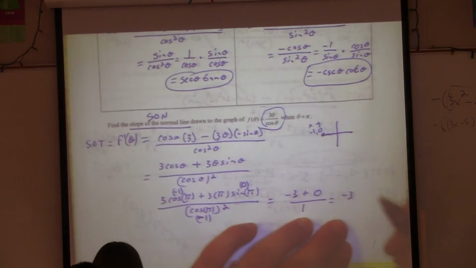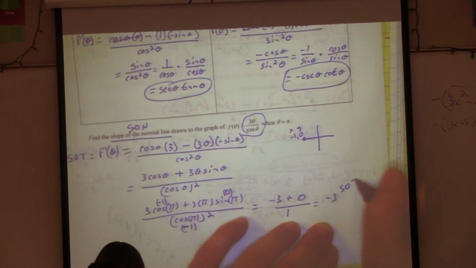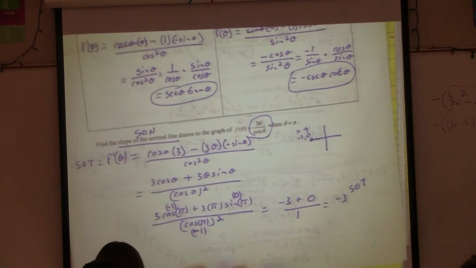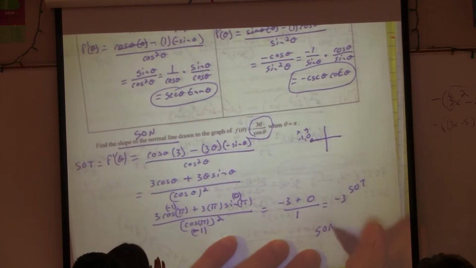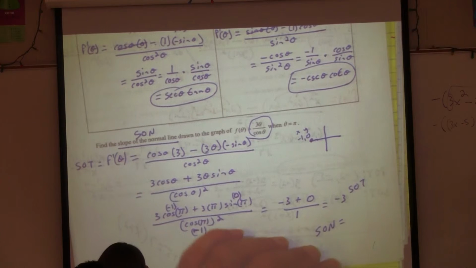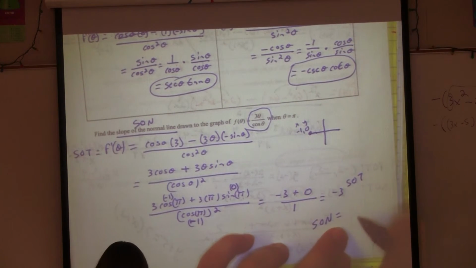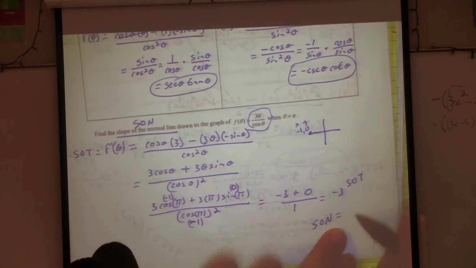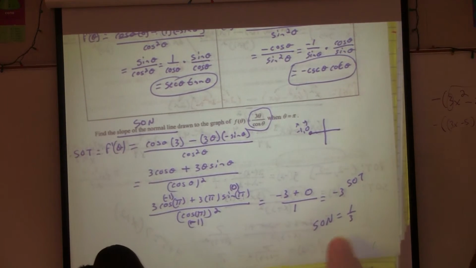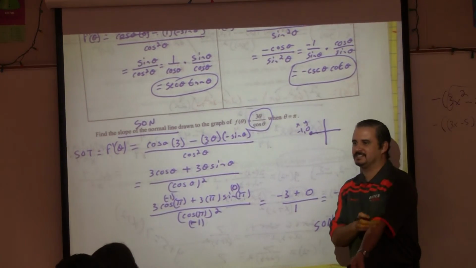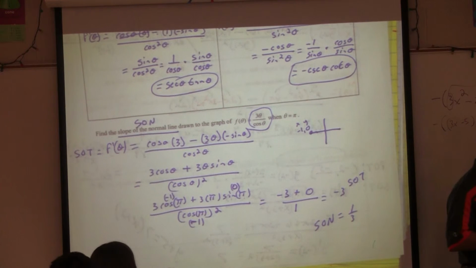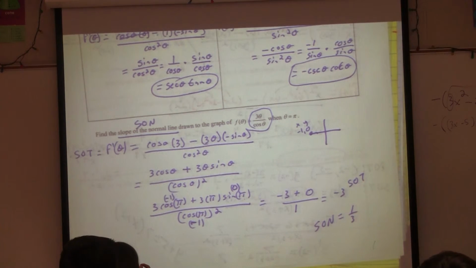Is that what I want? No. No, good, you remember. We don't want the slope of the tangent, we want the slope of the normal line, which is the opposite reciprocal of the slope of the tangent line. So what would it be? 1 over 3. Why? Because it's the opposite reciprocal, because they are what? Perpendicular to each other.